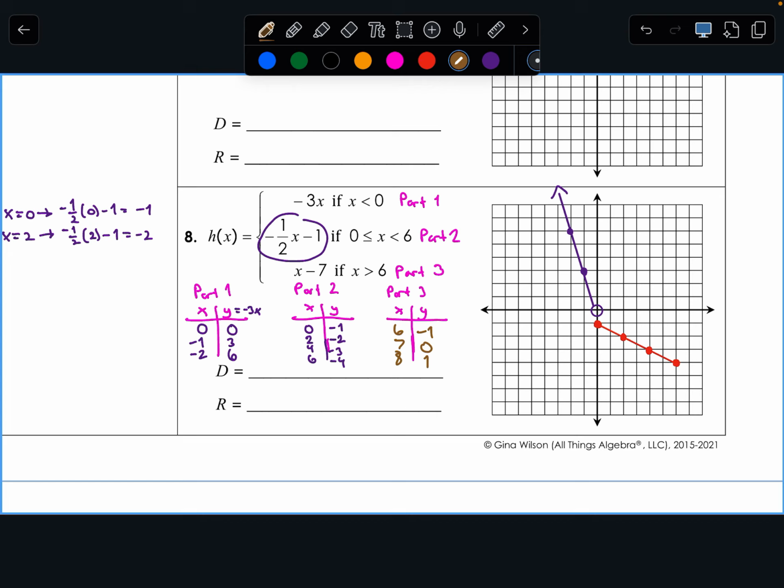So I'm going to have 6, -1. So it's 1, 2, 3, 4, 5, 6. So -1. What kind of circle do I put? Open. It's open because it's right here. And then we go 7, 0, and then 8, 1, and then I can go ahead and draw my line like that. There you go. And that's the graph.